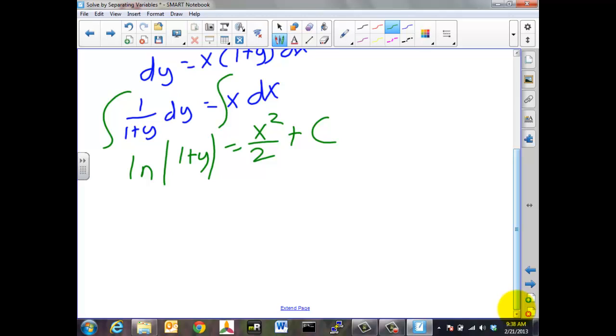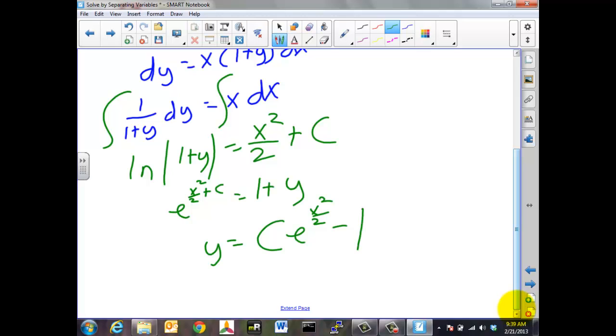When you integrate, I got ln of |1 plus y| equals x squared over 2 plus c. And now we'll get e to the x squared over 2 plus c equals 1 plus y. So y equals, I'm going to move my c down now, c e to the x squared over 2 minus 1. Because this right here could be rewritten like this.